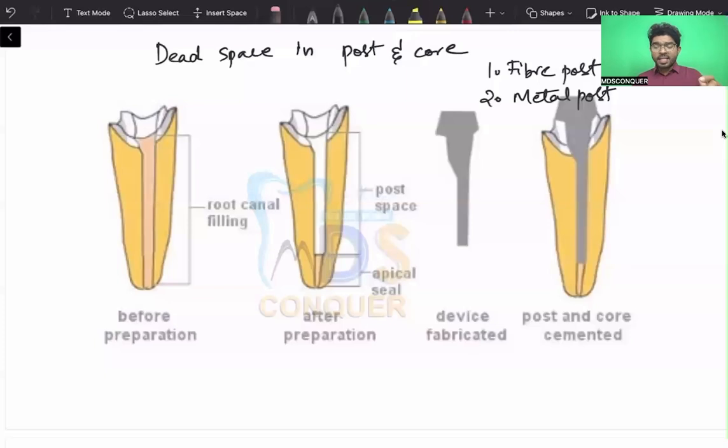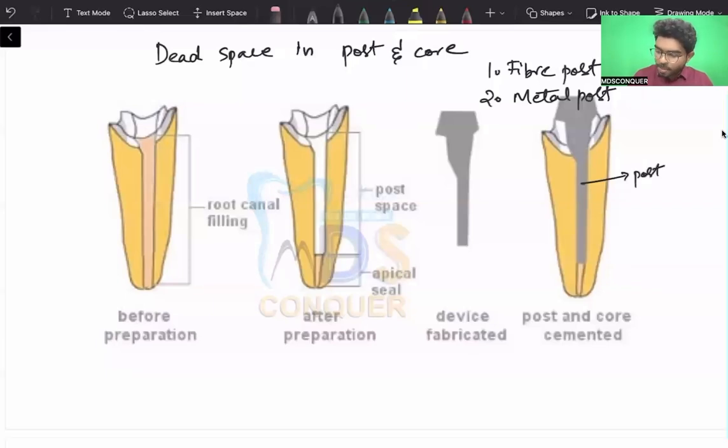The main reason why you use fiber posts over metal posts is that fiber posts have properties similar to those of the surrounding dentin. Because if you consider this as a post, this is a post, right? This is a post.